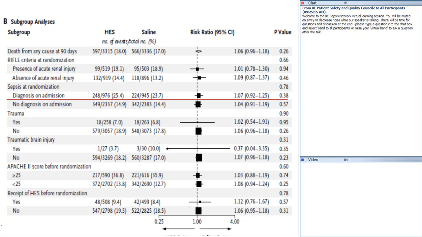With regard to trauma, not a lot of patients, about 500 patients studied in this subgroup, and actually very few deaths, and no signal there, and really not enough patients with traumatic brain injury studied within the CHEST trial to really comment on, just over 57 patients.